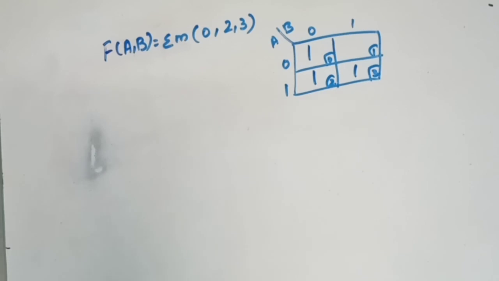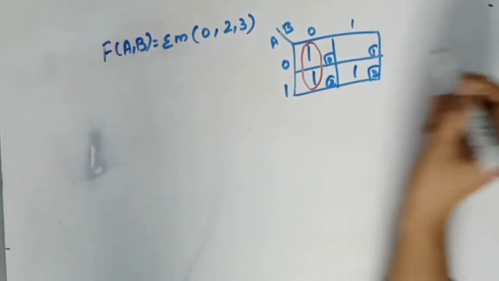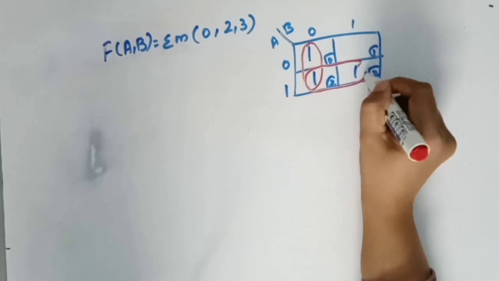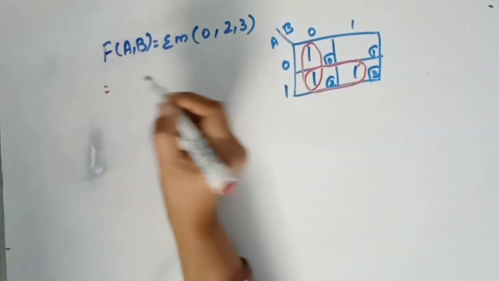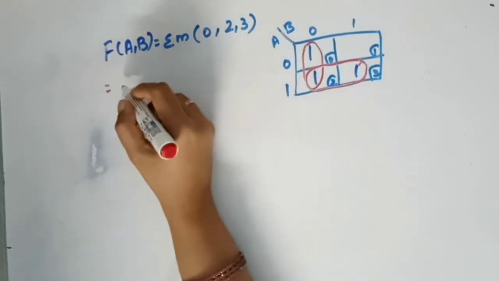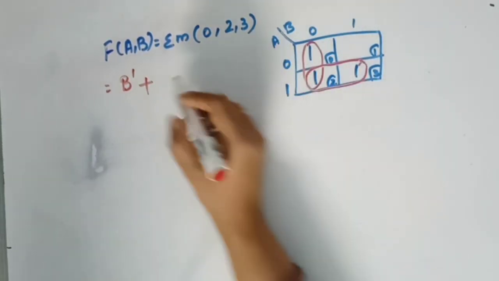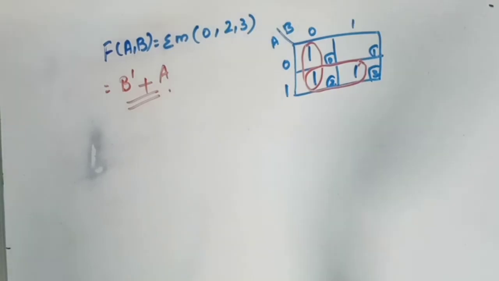So as per the earlier rule, take the maximum number of ones in a group. So my answer will be this. What is common to both the ones? It is B bar. Then put a plus. What is common to both the ones? It is A. So this is my answer. As simple as that. So that is the two variable Kmap. You can try out some questions.